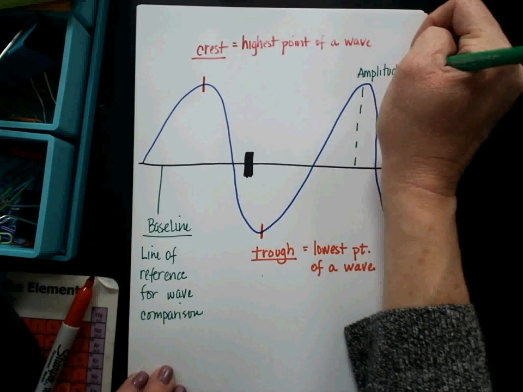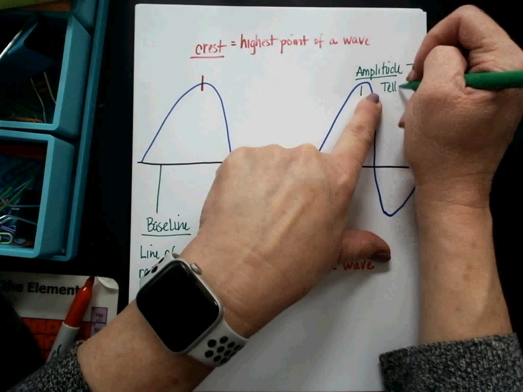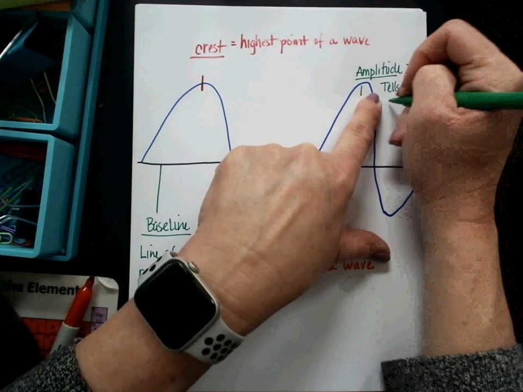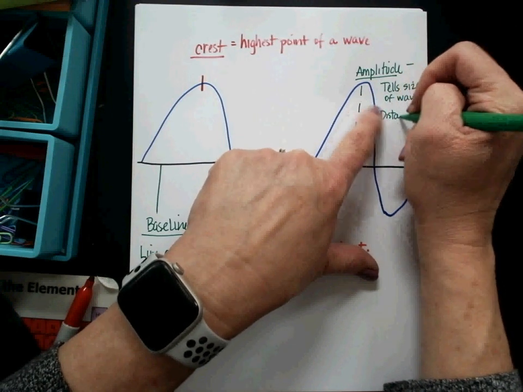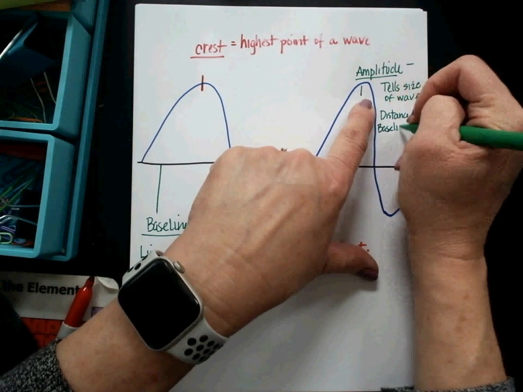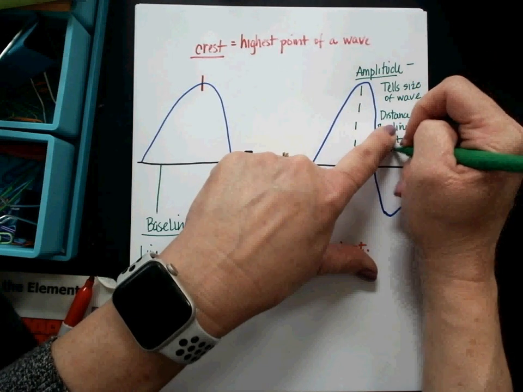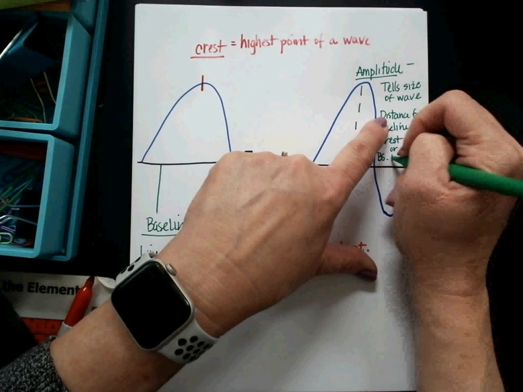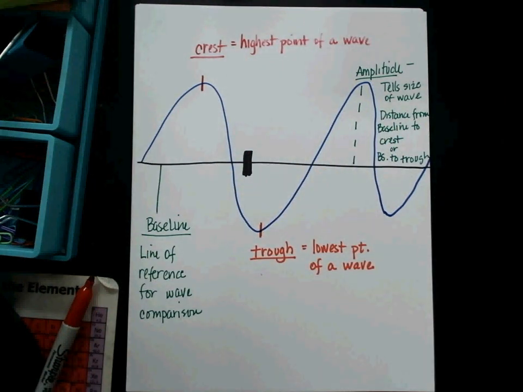So this is amplitude. And basically it tells the size of the wave and it is the distance from baseline to crest. Or I could do baseline to trough. And they should be the same in a perfect ideal situation. What else do we have?